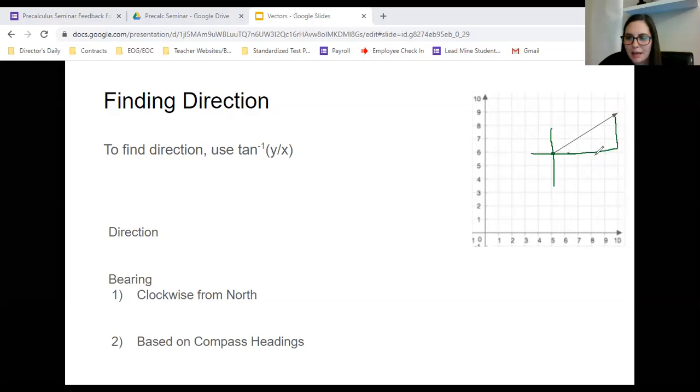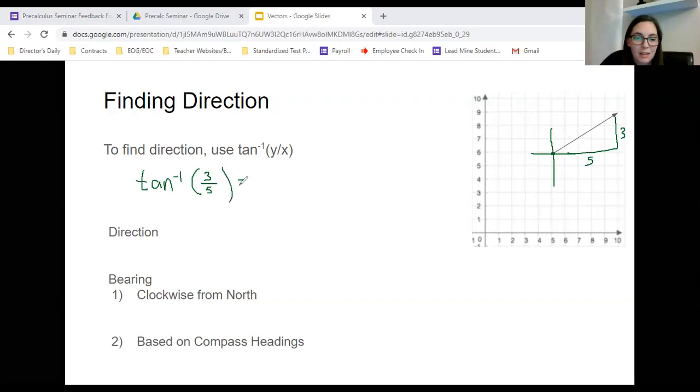And I see that my x component is going to be 1, 2, 3, 4, 5. And my y component is going to be 3. So with this, I can use tangent. So if everybody has their calculators and they want to do this with me, what I'm going to plug into my calculator is tangent inverse of my y value, 3, over my x value, 5.